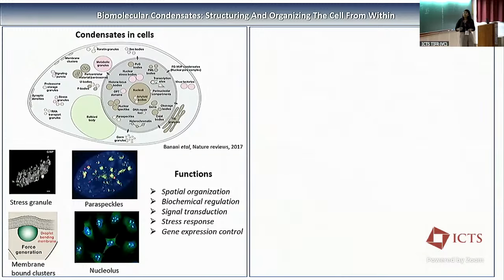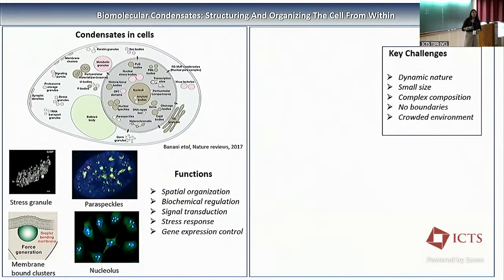For example, you have stress granules, paraspeckles, nucleolus, to name a few. In addition to that, there are several membrane-bound proteins which undergo LLPS, and they are also known to interact with membranes. The major property of these condensates is that they are dynamic in nature and they lack a membrane. They are known to sequester specific biomolecules inside them, hence giving them a spatial and temporal regulation over different cellular functions.